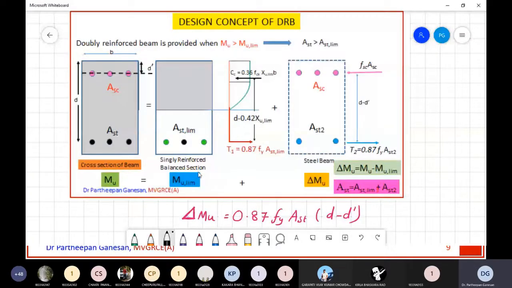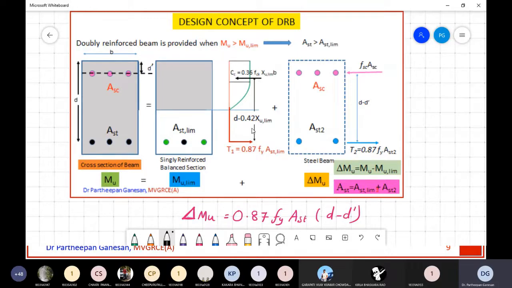So remember, this total MU can be segregated into MU limit and delta MU. The MU limit will be resisted by this T1 and then CC. These both together will form a couple, and this internally resisting couple will resist this MU limit.